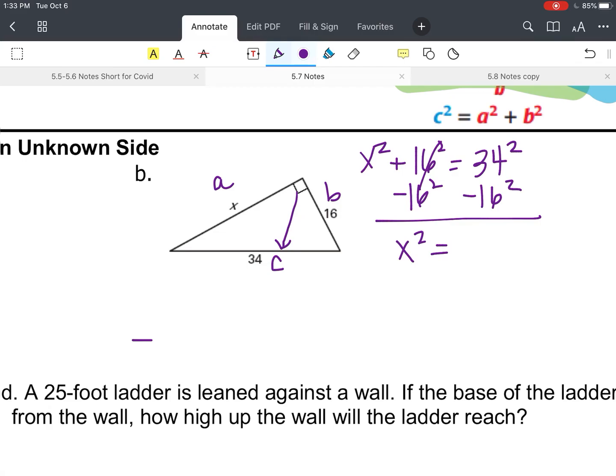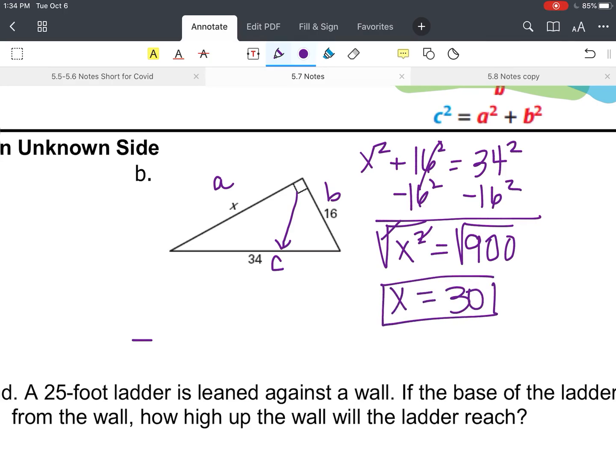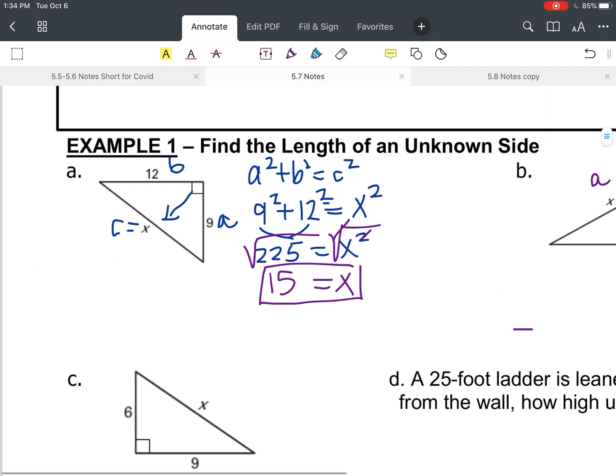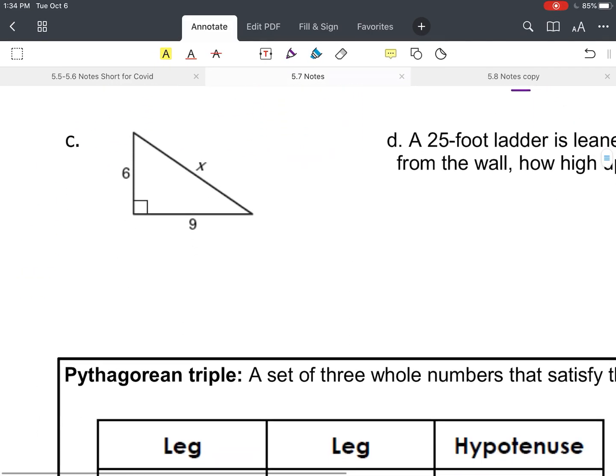34 squared minus 16 squared is not going to be the same as 18 squared, okay? So it's not like 34 minus 16 is 18, so it's going to be 18 squared. It's going to be whatever 34 squared is minus 16 squared. Well, that's going to be 900, putting it in your calculator. Again, we have to take the square root of both sides to get rid of the square, and we'll be left with x is 30. So your third side that you are trying to find is 30.